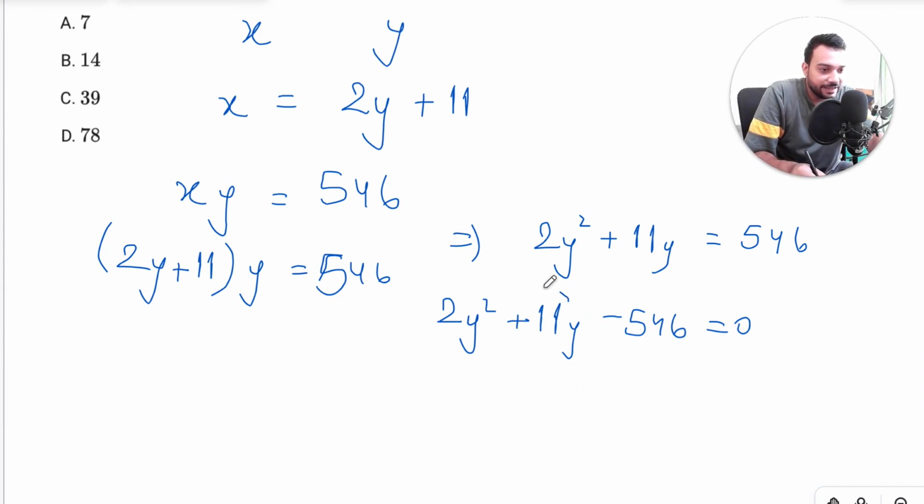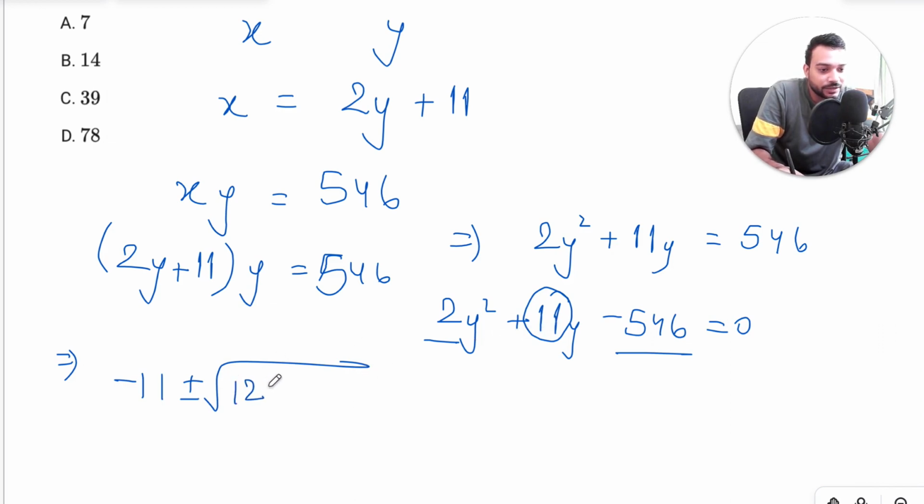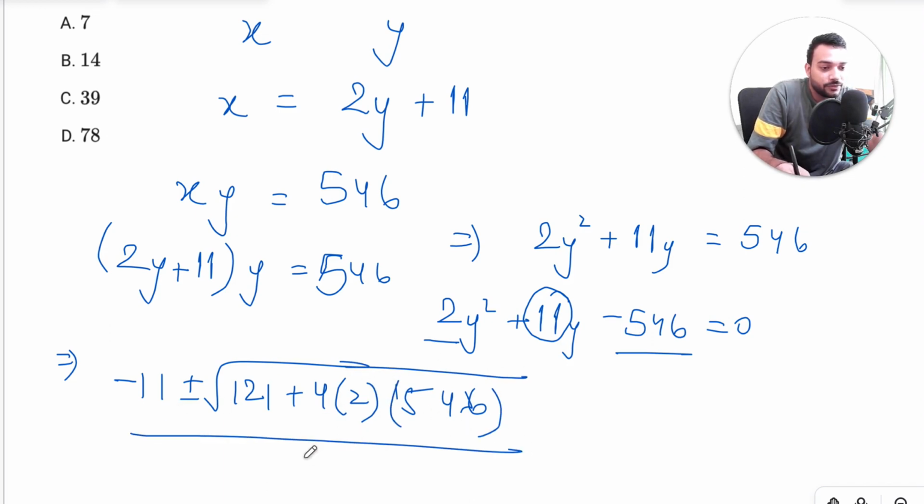So 11 is in the middle. We'll take the product of a and c. So 546 times 2 in the negative. Or we can even do squares. Let's do a direct one. Let's use the quadratic formula. Minus b plus minus square root b square, 11 square is 121, minus 4ac, that means it will be plus 4 times 2 times 546, since 546 had a negative sign already, so it becomes plus, over 4.